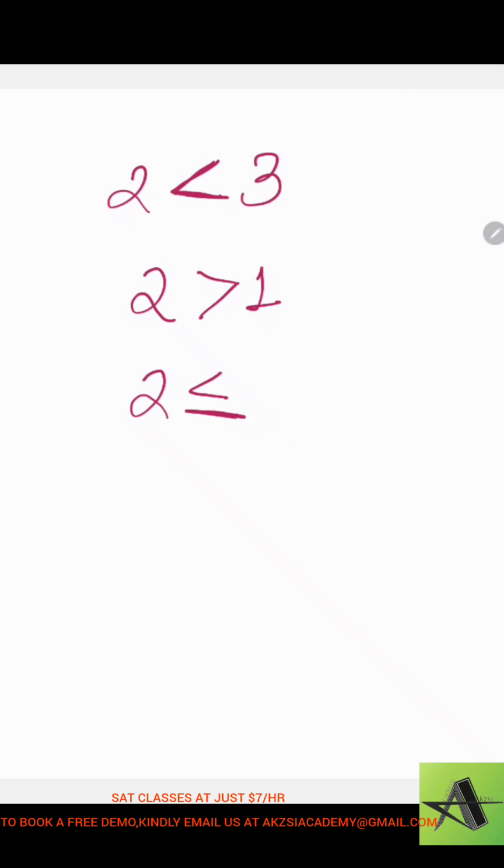Less than equals means whatever the value here, that value can be less than or it can be equal to 2. Similarly, greater than equals means that number is greater than as well as it can be equal to the number on the other side. As I told you, the solving part is exactly like how we solved a linear equation. So I'm starting with linear inequality solutions.